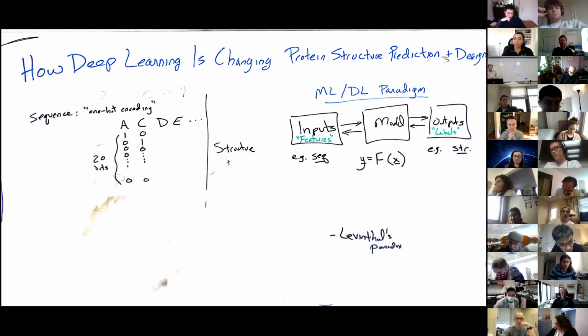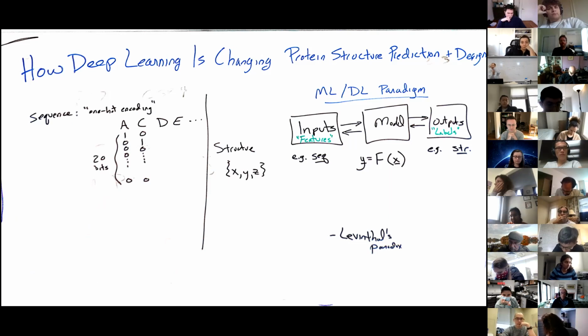You can do that. The challenge there is that X, Y coordinates are not unique. For one thing, you could rotate the protein around different ways or just translate it. You have the same fold. So what you want is a 3D invariant representation. There are some various ways of doing that.